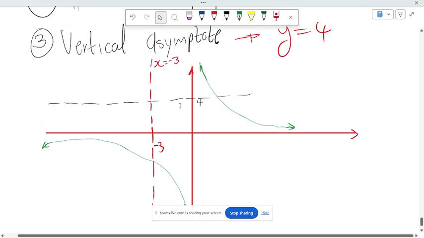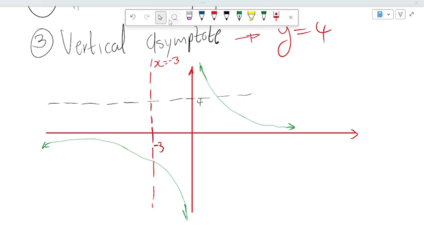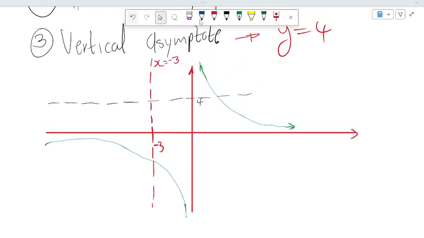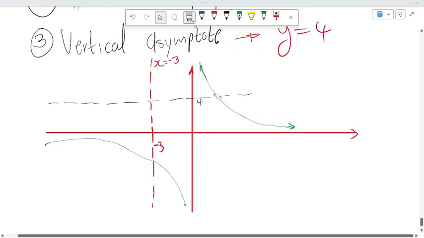No. Why? Because the lines are touching the asymptotes. What we want is that we don't touch the asymptotes. So let's remove these. Just delete. So we want lines that are not going to touch the asymptote. We should not be touching the asymptote.